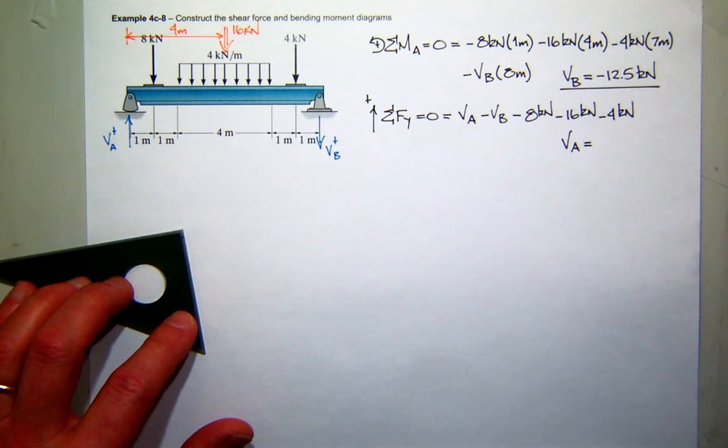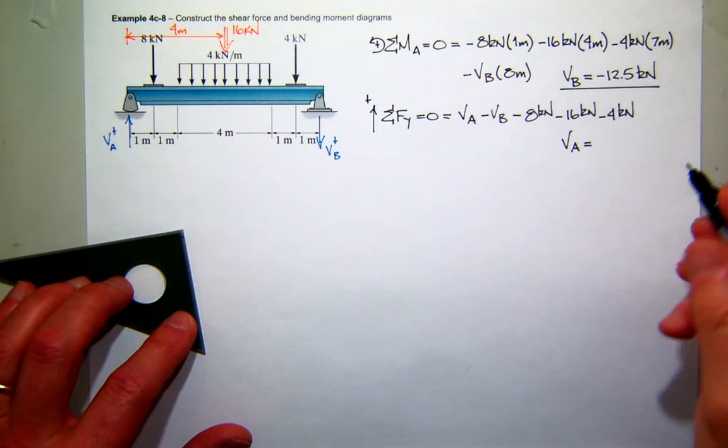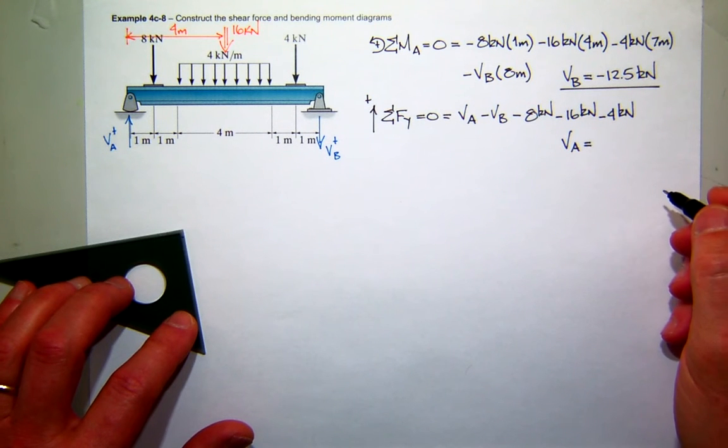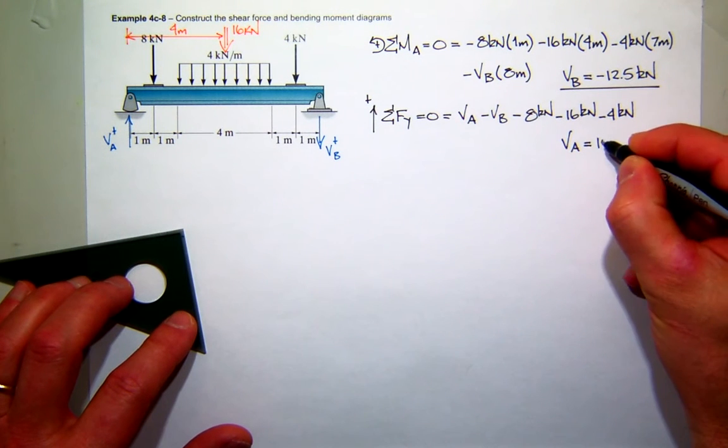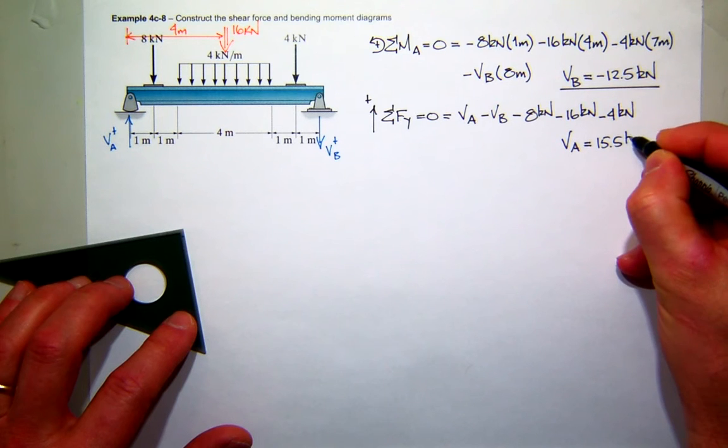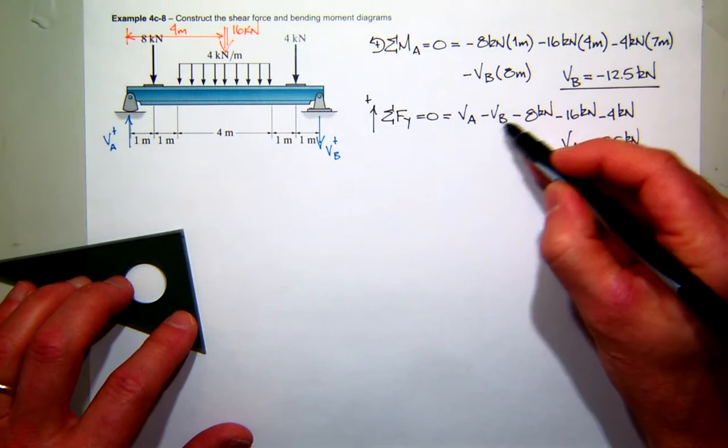No. Just kidding. 28. 15.5. 15.5. I like that better. 15.5. So you guys get that? Yeah. I think you forgot to put the negative back in here. Yeah.